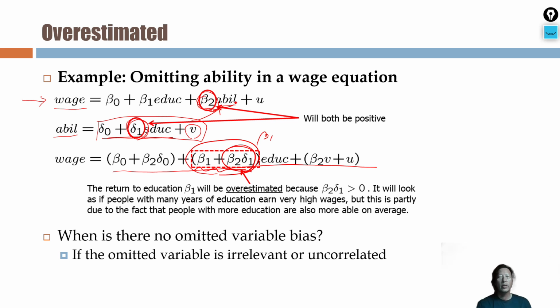The real problem is we don't know what the real population regression is. That's the biggest problem. So when we omit a factor, we don't know whether we omitted some variable that should be in there.